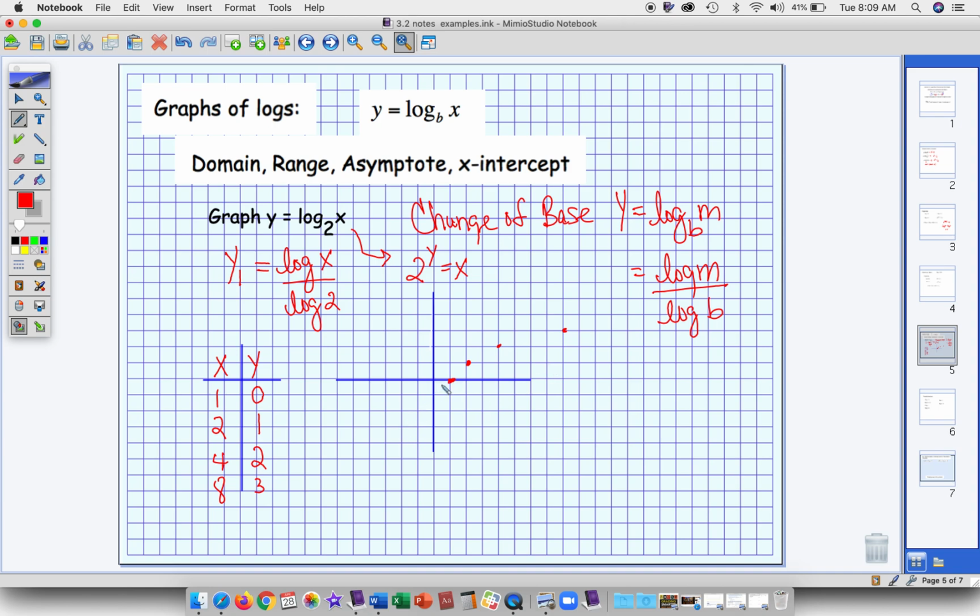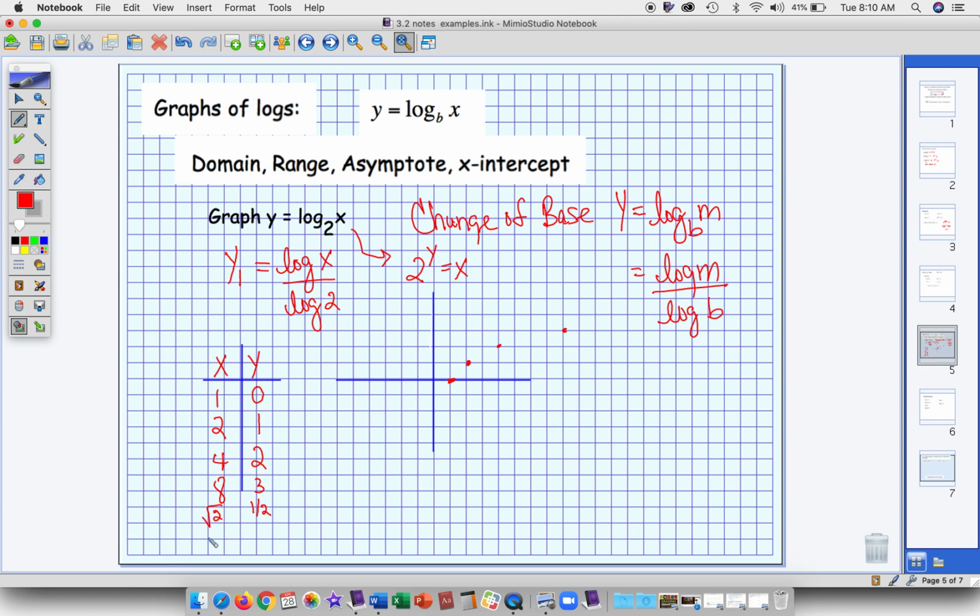Now let's see what happens between 0 and 1. If I plug in a half, then 2 to the 1/2, remember that means the same thing as square root of 2. Which, oh, what am I doing? I'm going the wrong way. I'm sorry. I want a value of x that's between 0 and 1. Okay, so I have to think the other way.